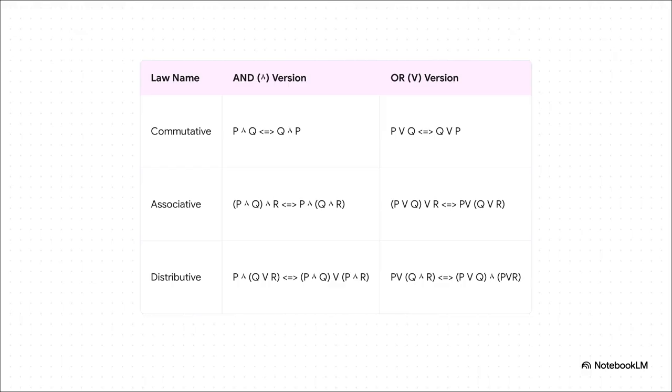Real quick, this first symbol, the wedge pointing up, just means and. The one pointing down means or. So the commutative law just says that for and or, the order doesn't matter, just like 2 plus 3 is the same as 3 plus 2. The associative law says you can move the parentheses around, and the distributive law works almost exactly like it does in basic algebra. These are the rules that let us legally rearrange logical sentences.